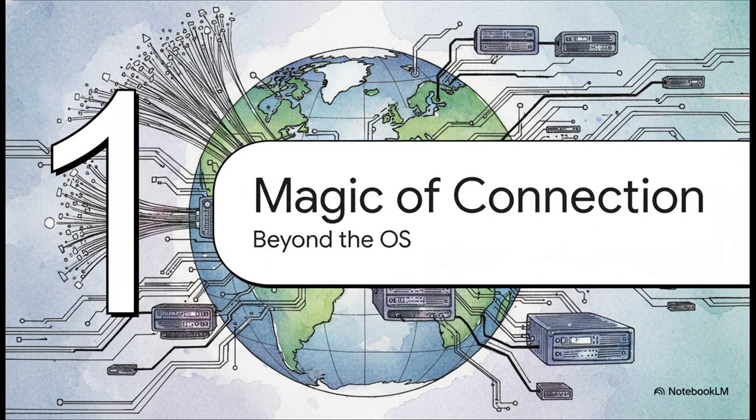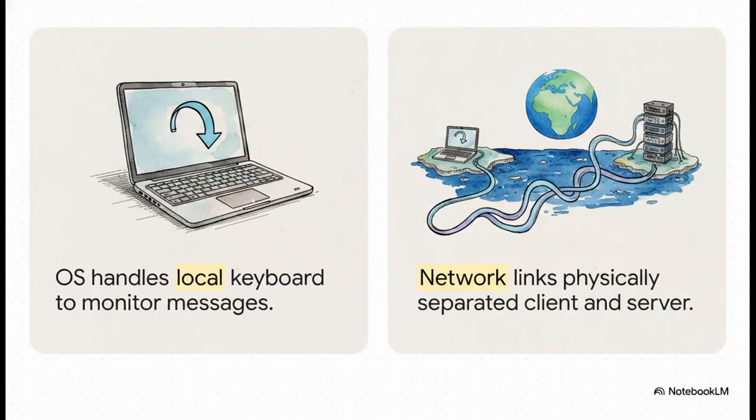Section 1. The magic of connection, beyond the operating system. So, the crucial point here is that we need to zoom out from the hardware sitting right in front of you. Think about when you press a key on your keyboard and that letter pops up on your monitor. That is what we call inter-process communication. Both the sender, your keyboard, and the receiver, your monitor, are part of the exact same machine. Your operating system handles all of this flawlessly.